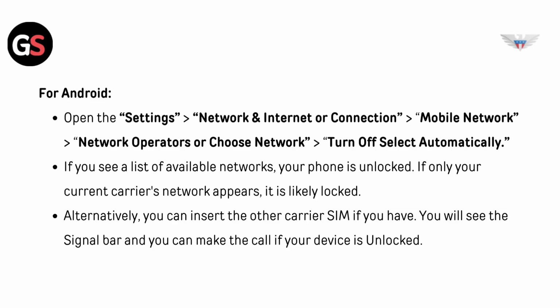For Android, open the settings, go to Network and Internet or Connections, Mobile Network, Network Operator or choose Network. Turn off select automatically. If you see a list of available networks, your phone is unlocked. If only your current carrier's network appears, it is likely locked. Alternatively, you can insert another carrier's SIM if you have one. You will see the signal bar and you can make a call if your device is unlocked.